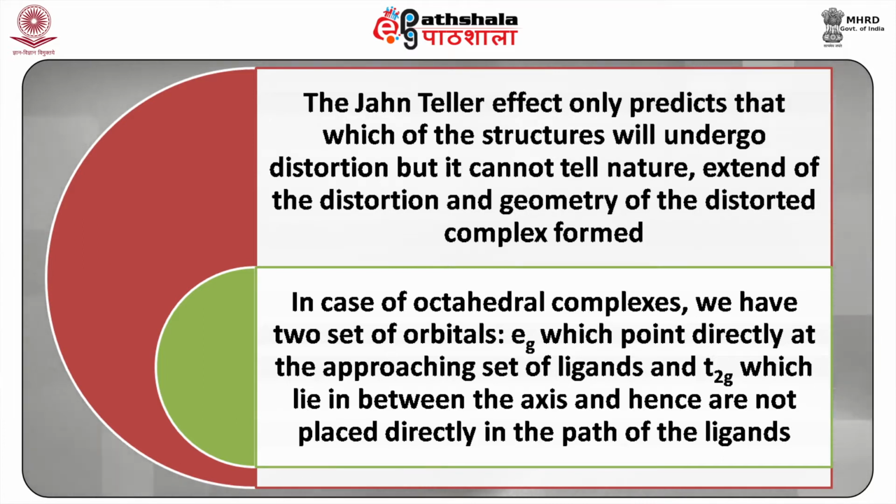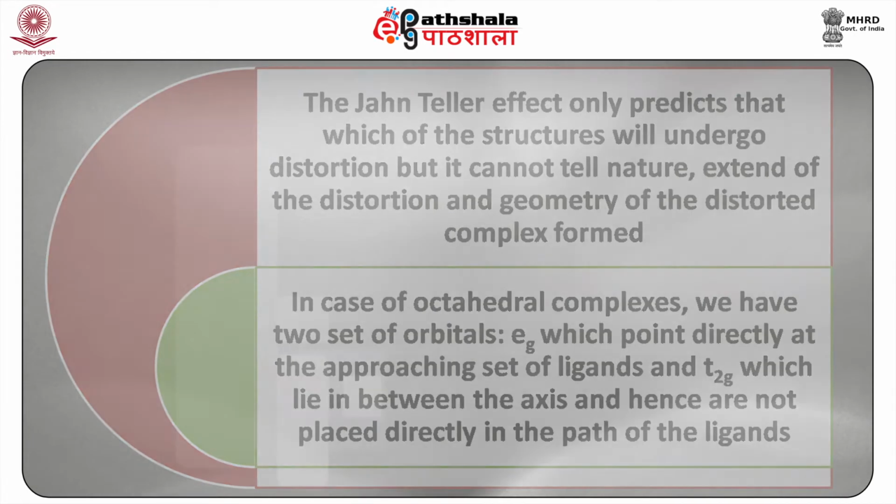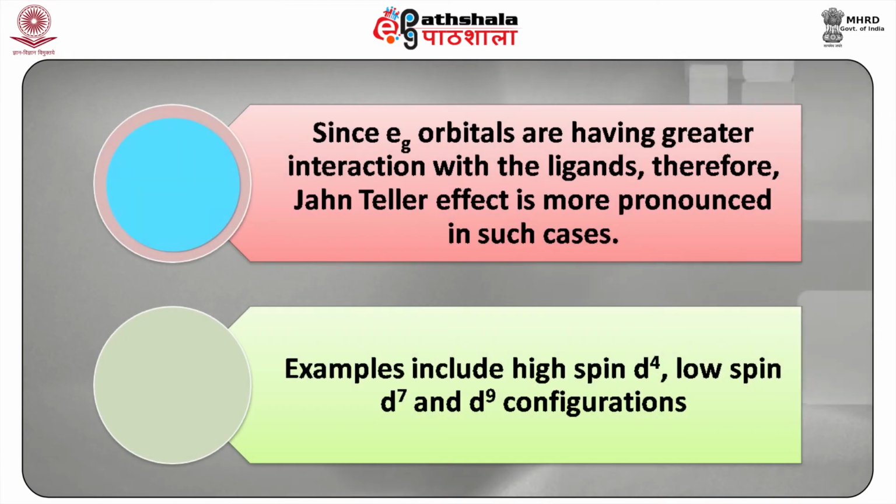In case of octahedral complexes, we have two sets of orbitals, e.g. eg, which point directly at the approaching set of the ligands, and t2g, which lie in between the axes and hence are not placed directly in the path of the ligands. Since eg orbitals are having greater interaction with the ligands, therefore Jahn-Teller effect is more pronounced in such cases.